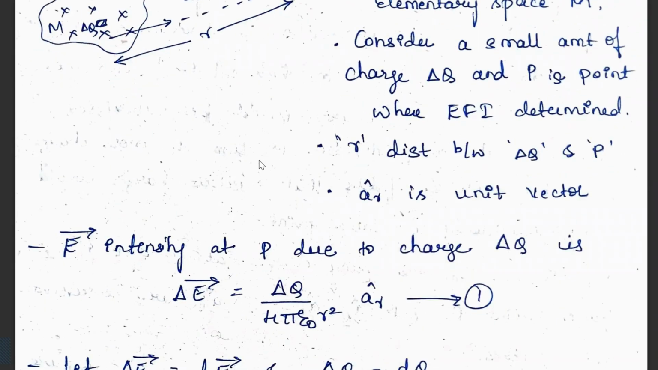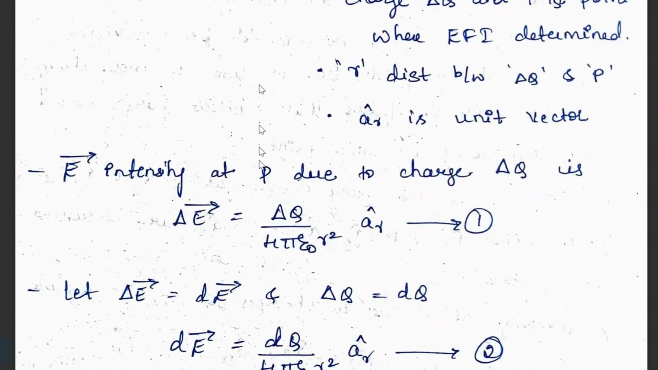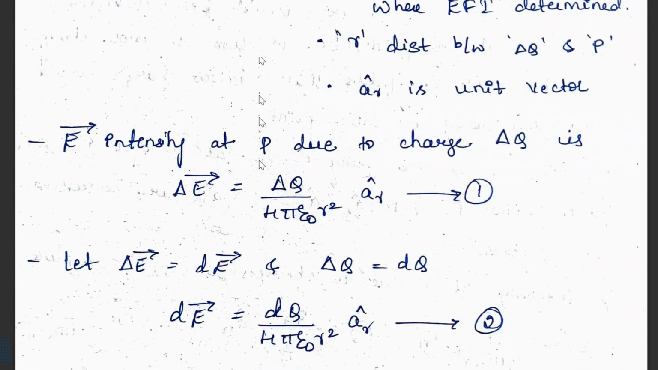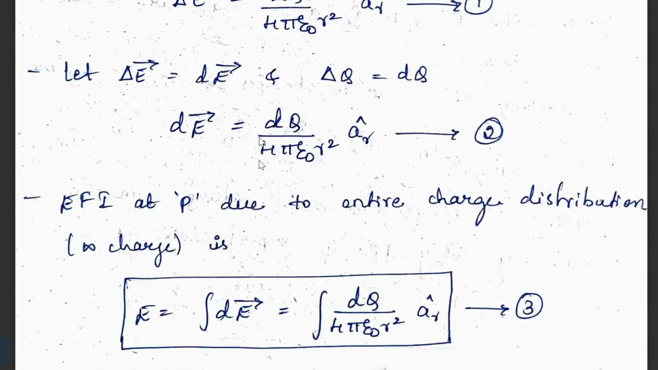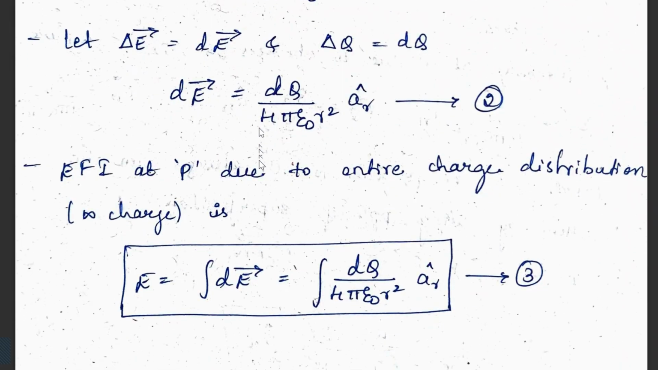The electric field at that point will be delta Q divided by 4 pi epsilon naught R square into AR cap. Take it as equation 1. Let delta E vector be equal to dE vector, the differential, a small one, and delta Q be equal to dQ. On replacing those two, we get equation 2. Now the electric field intensity at P due to the entire charge distribution will be what?